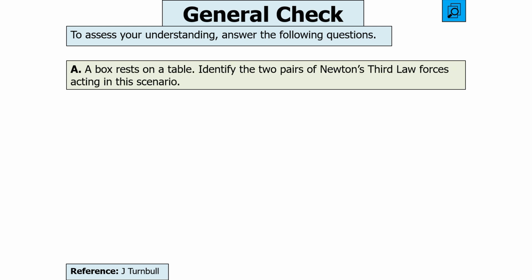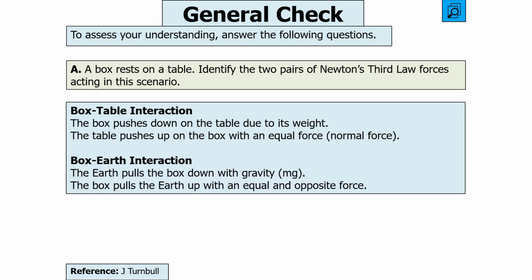A box rests on a table. Identify two pairs of Newton's third law force acting in this scenario. So pause the video now, then unpause the video when you want to go through your answer. There's firstly the box-table interaction. The box pushes down on the table due to its weight, then the table pushes up on the box with an equal force. But there's also the box-earth interaction.